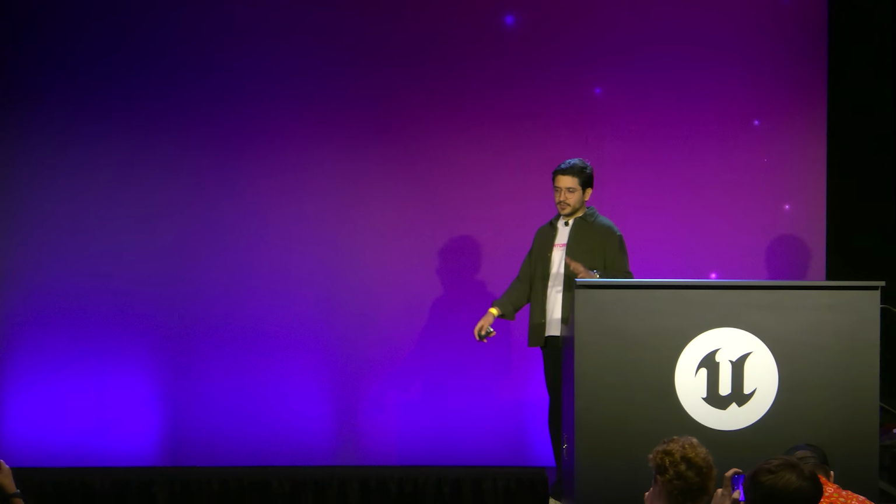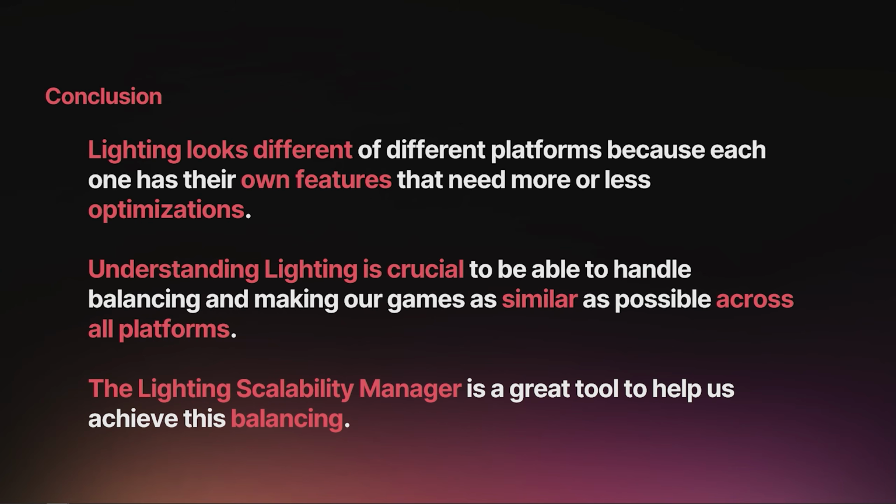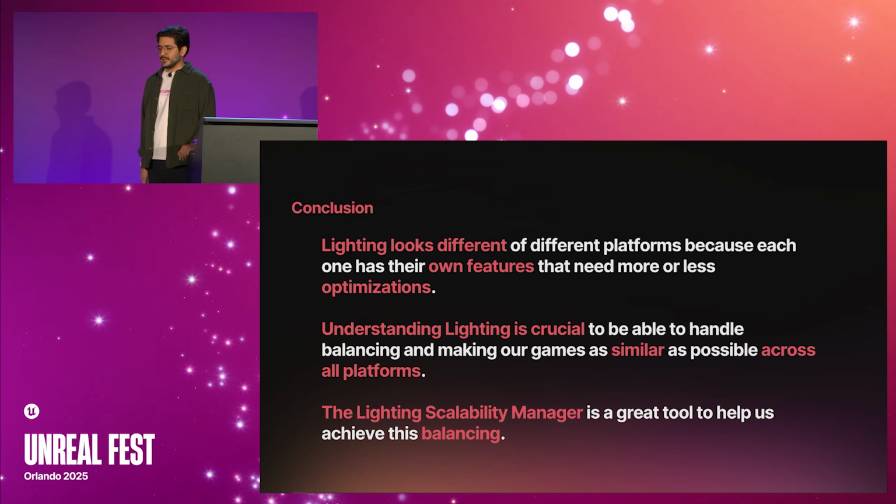So just as a conclusion, lighting looks different on devices because each one of these devices has its own set of optimizations to run your maps smoothly. Understanding lighting is crucial to be able to handle this balancing across platforms. And again, the Lighting Scalability Manager is a great tool to help us achieve this balancing.